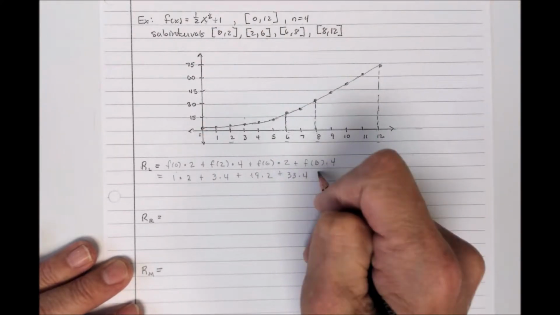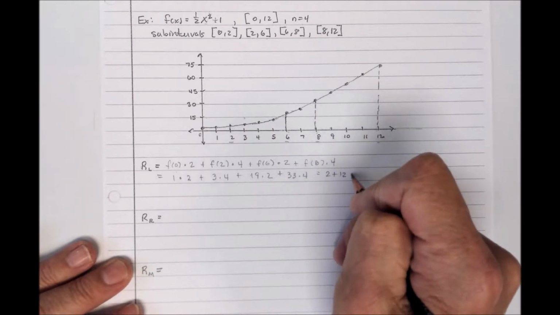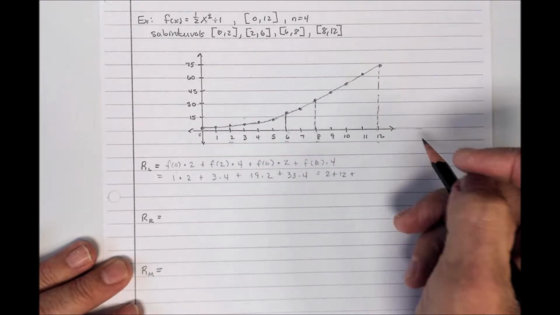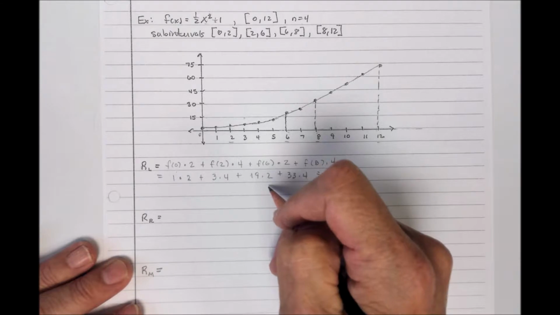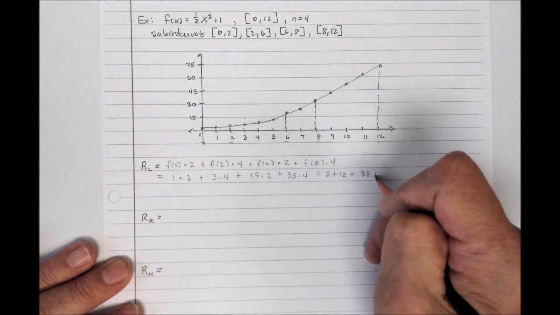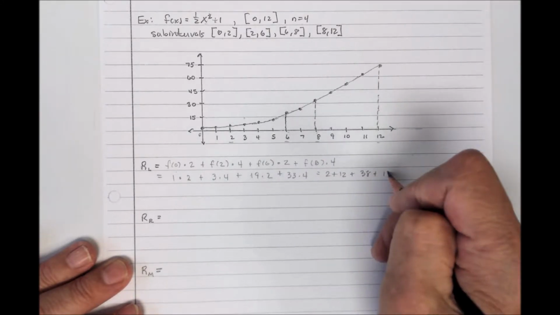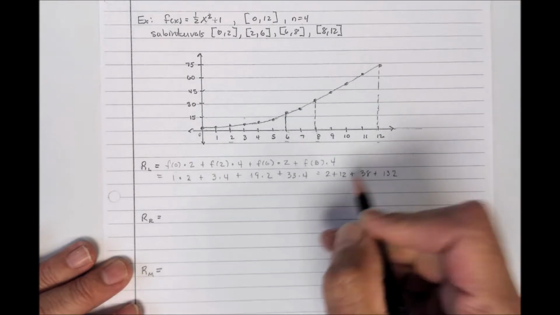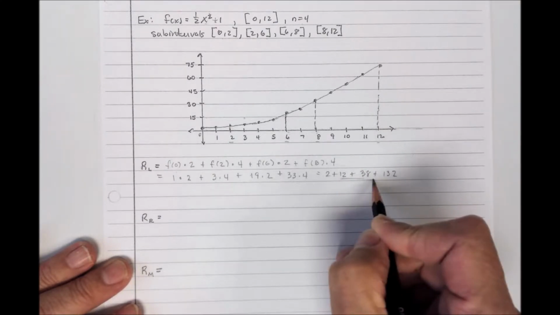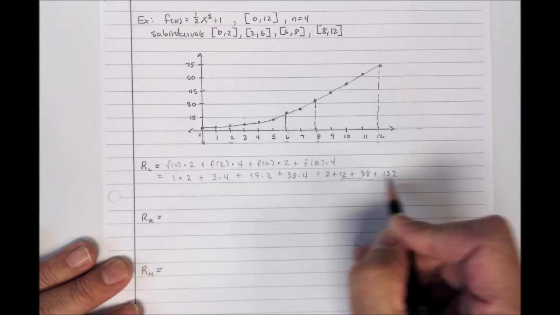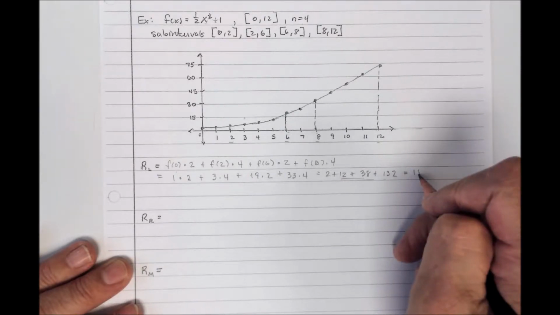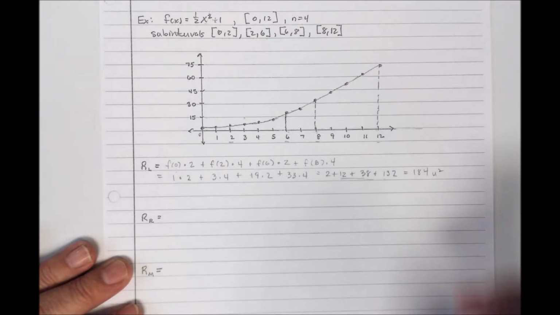So that would be 2 plus 12 plus 19 times 2, which is 38, plus 33 times 4, which is 132. So that's 50, and that gives 184 square units. That's for the left Riemann sum.